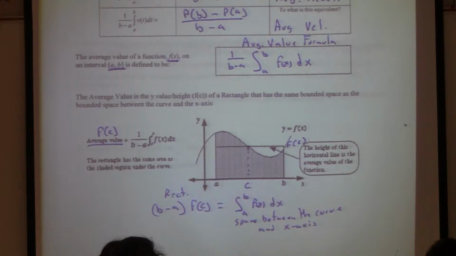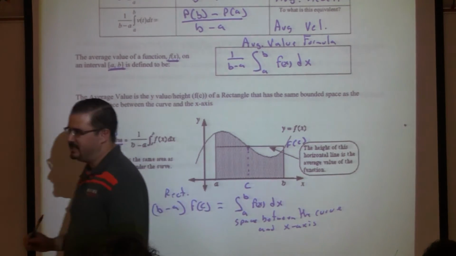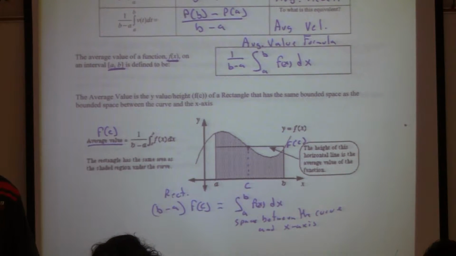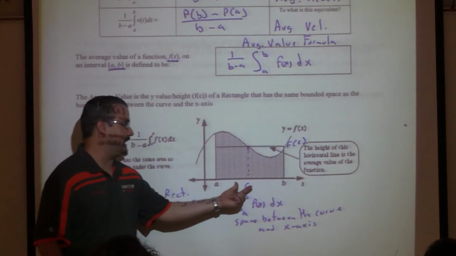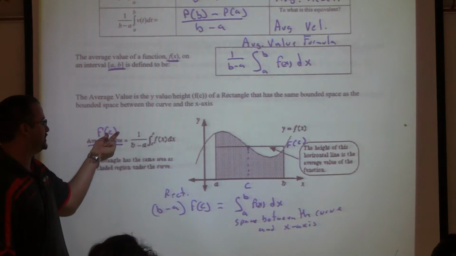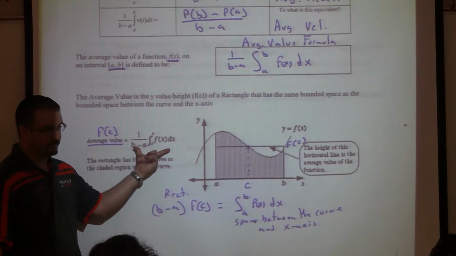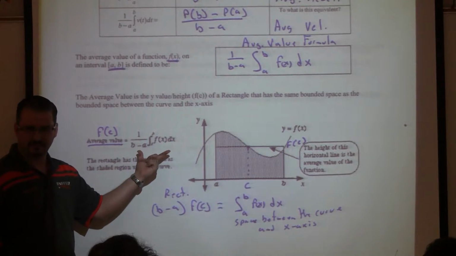Does that make sense? Okay, so there's going to be problems where they ask you to find that average value, f of c, and there's going to be problems where they ask you to find that c. Find that x value that when you plug into the function gives you this number. Gives you that average value.